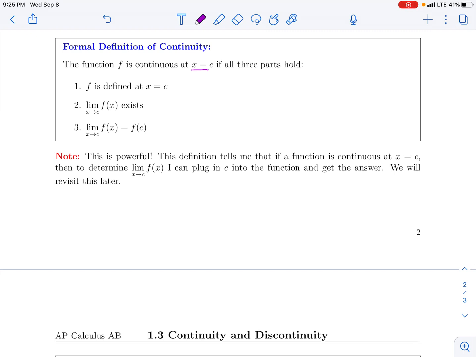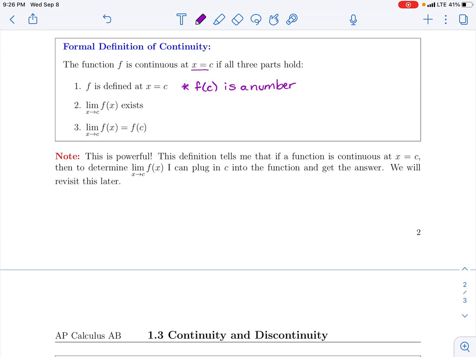So what does that mean? What that means is that f of c is a number. When I plug c into the function and I get out a number, that means the function is defined at c. That's what that part means. If I plugged in c into the function and did not get a number, I got undefined, then we would say the function is not defined, or undefined, at x equals c.